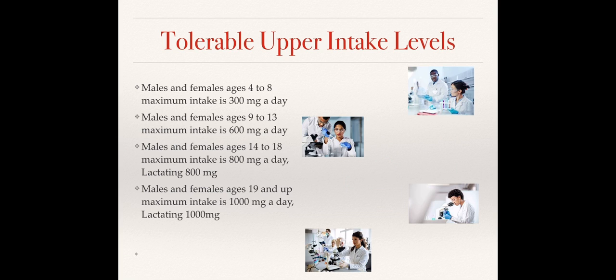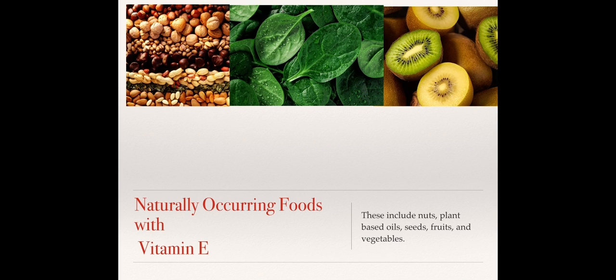Natural vitamin E foods. Well, these include nuts, plant-based oils, seeds, fruits, and vegetables. Nuts, seeds, and vegetable oils. Wheat germ oil. Just 1 tablespoon is equivalent to 20.3 milligrams. Wow, that's 135% of the recommended daily amount.